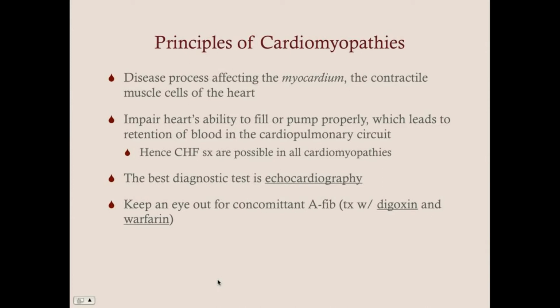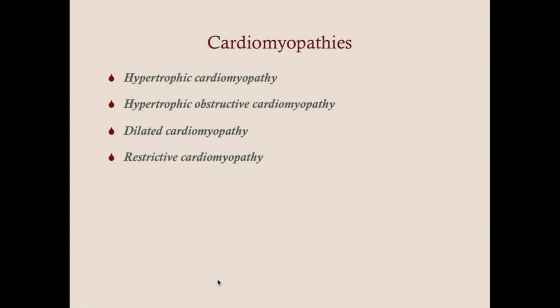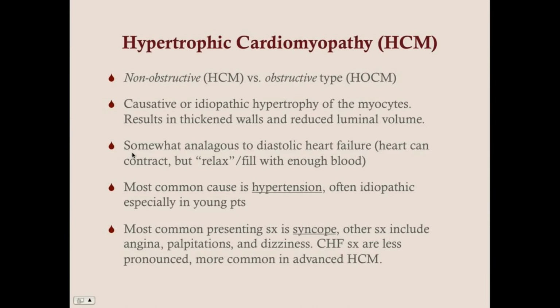Let's go into some individual cardiomyopathies in detail. So these are the four we're going to talk about: hypertrophic cardiomyopathy, and this is the non-obstructive type; hypertrophic obstructive cardiomyopathy; dilated cardiomyopathy; and restrictive cardiomyopathy. So first off, we'll talk about the hypertrophic cardiomyopathy, the non-obstructive type. As I mentioned, there is also an obstructive type, which will require a different approach of treatment.